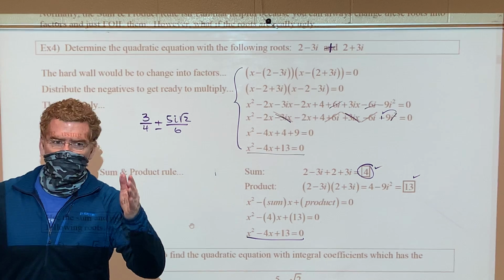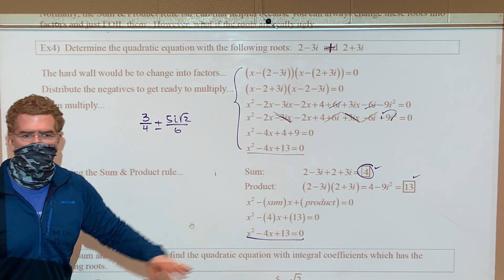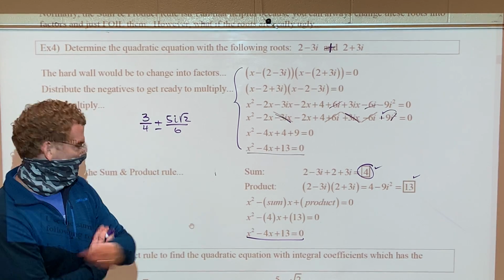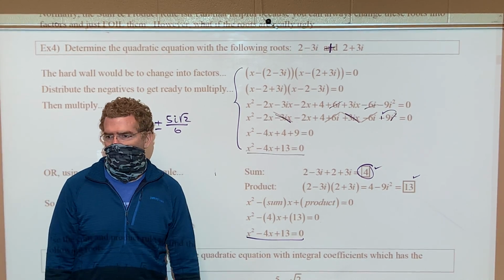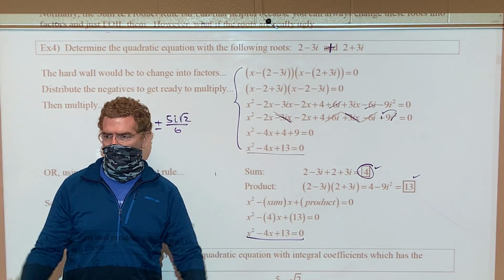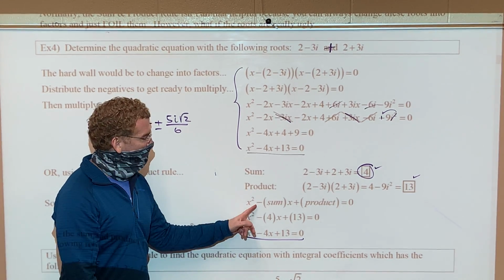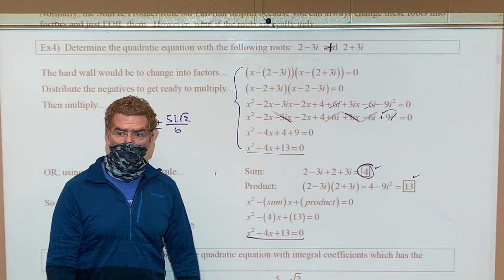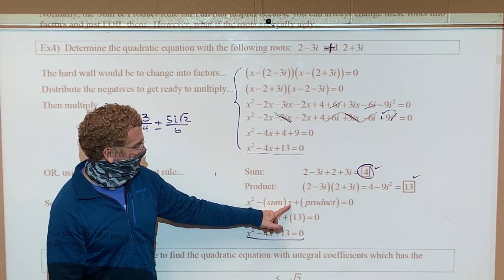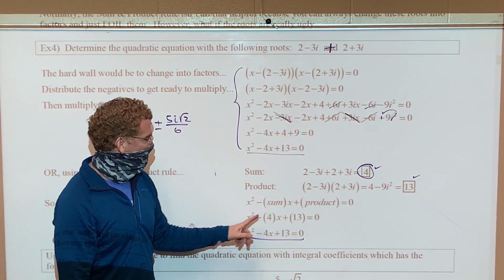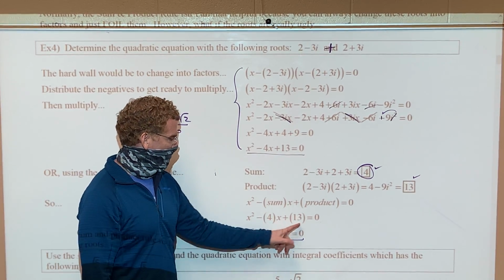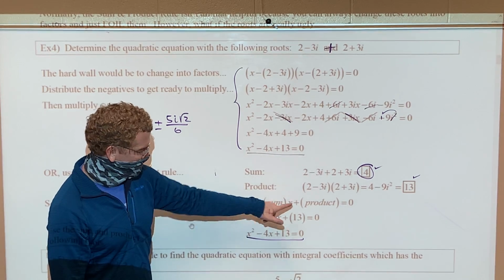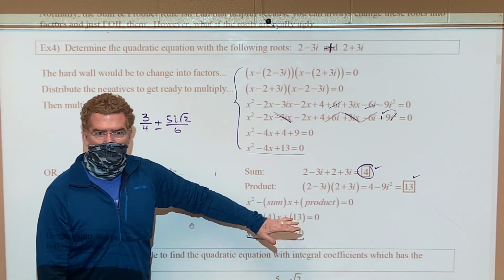Guess what people's biggest mistake is, other than just careless stuff, using the sum and product rule? Not changing the sign. It's by far the biggest mistake. Or making that positive and that negative, just getting the actual rule jumbled. Or lastly, forgetting to tack the x onto the sum. They do stuff like x squared minus 4 plus 13 and end up with x squared plus 9. Remember, it's x squared minus the sum times x plus the product. But that's a nice little trick.